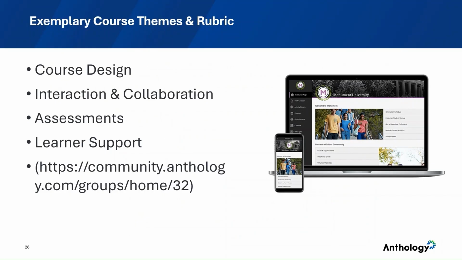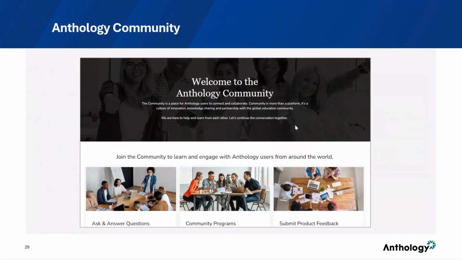We also want to remember that we have available our exemplary course themes and rubric. This will provide four areas for instructors and designers to assess or evaluate their own courses and see how they are doing in terms of course design, interaction and collaboration, assessments, and learner support. You can access this through our community, so you can have the rubric and their descriptions and specific goals there.